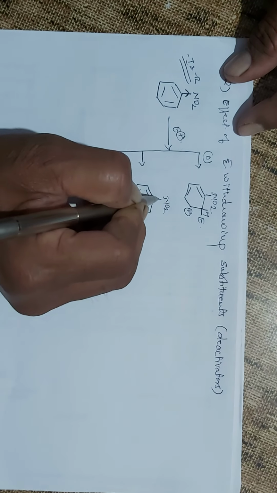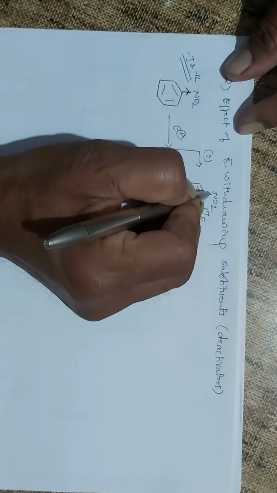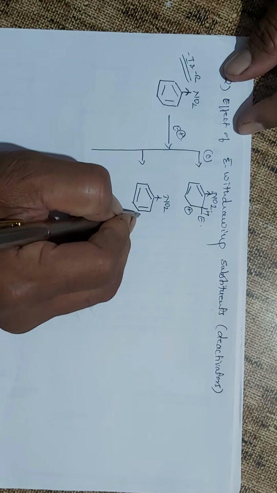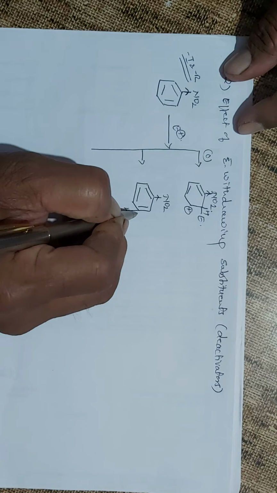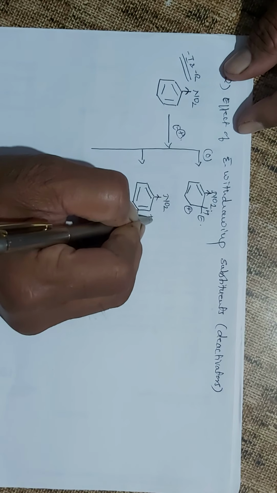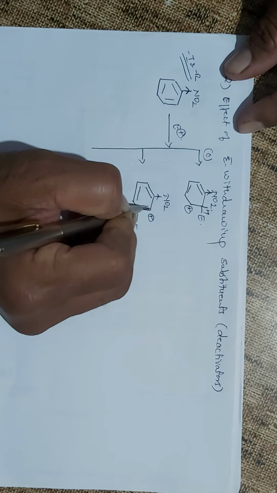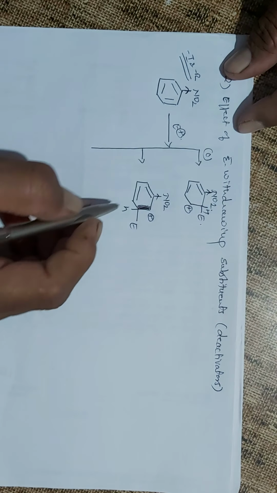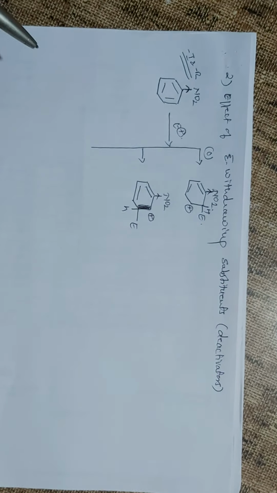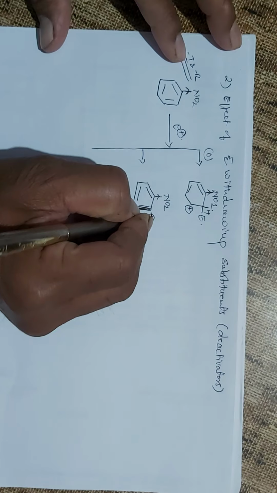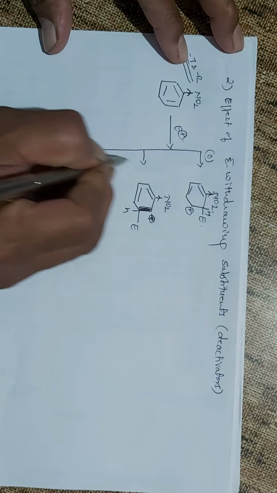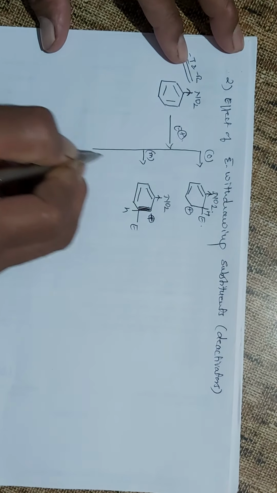this is the nitro group, which is a strong electron withdrawing group. So here you will get H, E, and this is the positive charge. Sorry for writing the double bond here, so it's a single bond. The pi electrons are given to the electrophile, and so the carbon here becomes positively charged. So this is your meta substituted product.